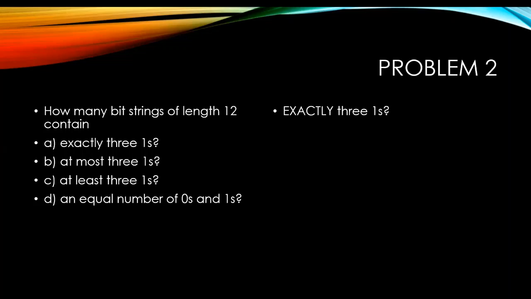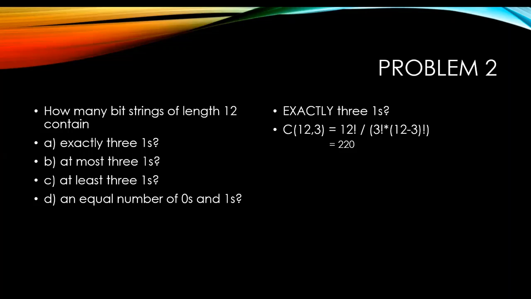We don't care as long as we have 3 of 1s. So using the combination formula, we have this solution. From 12 elements, we're going to get 3. We're going to consider 3 elements, which is 3 of 1s. So 12 factorial divided by 3 factorial times 12 minus 3 factorial. And then the result is 220. So it means we have 220 patterns for exactly 3 of 1s.